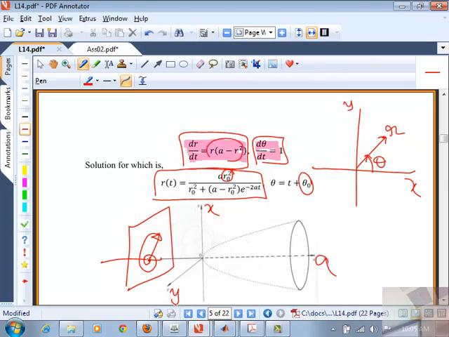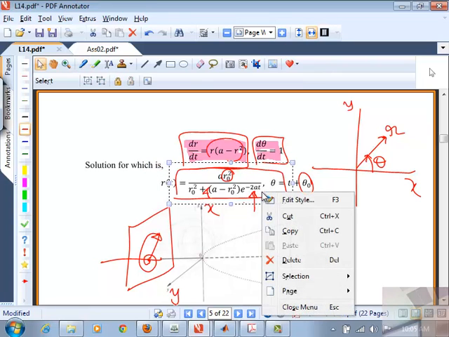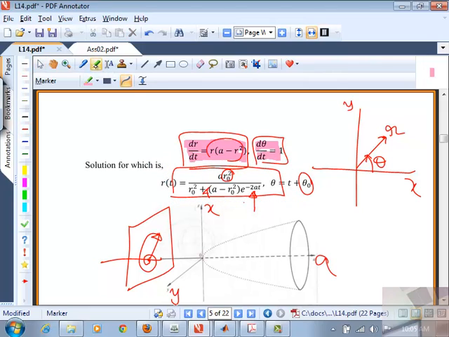As t goes to infinity, this term will... think carefully. The question is, what happens when A is greater than 0 in this term? That term will become 0. If that term becomes 0, this entire term becomes 0, because the exponential term drives it to 0. Then you have A r0 square over r0 square, which becomes A as a continuous function of time. So for all instants of time, the radius is A.